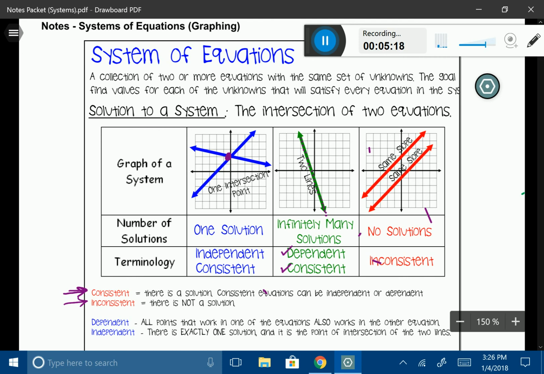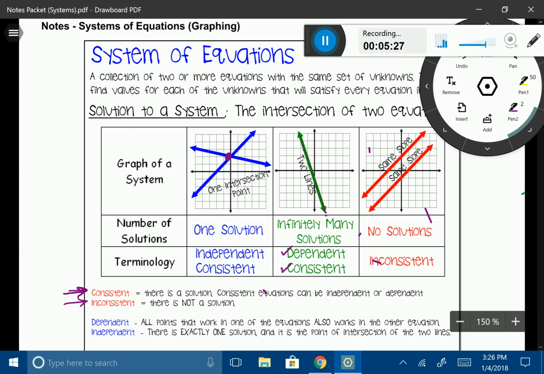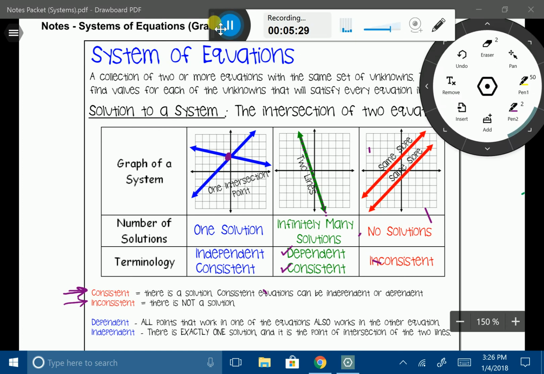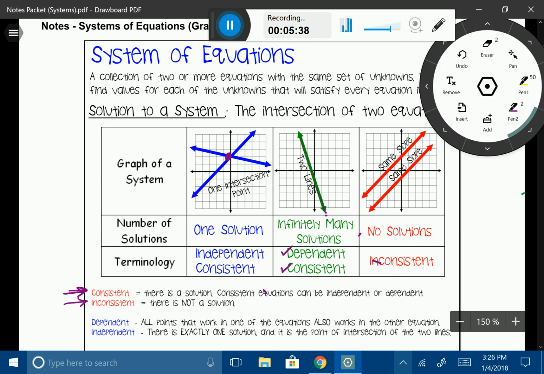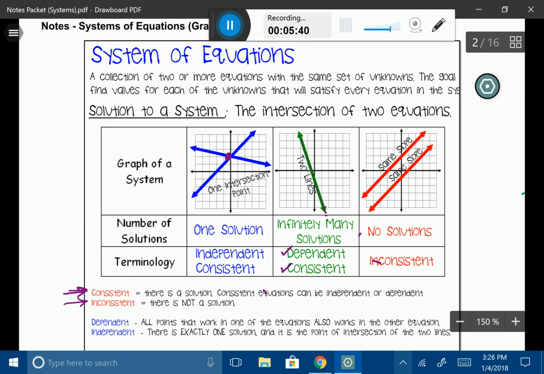Okay, now for the very last type of system that we are going to encounter, and that is two lines that are parallel to each other. These are the only three different scenarios that you could possibly have. There's nothing else. If you just think about moving the lines around in different ways, these are the three different options that you can have with two equations on a coordinate grid.